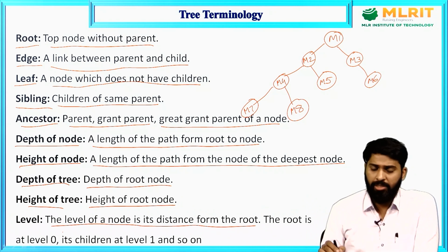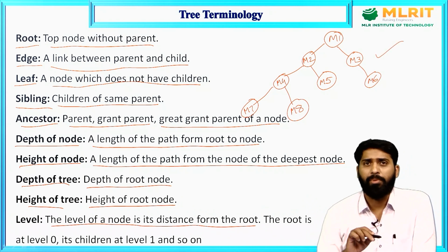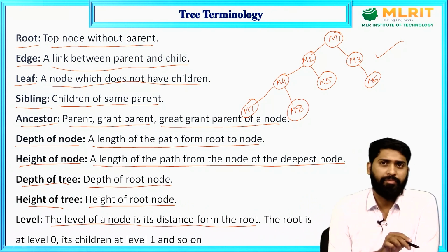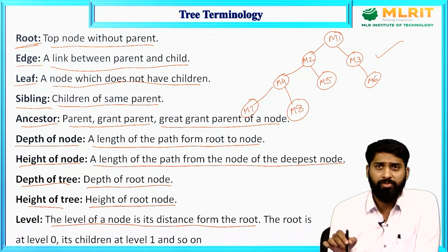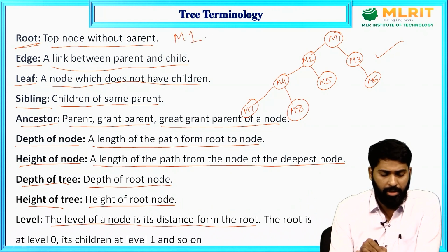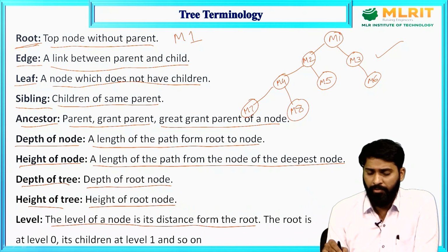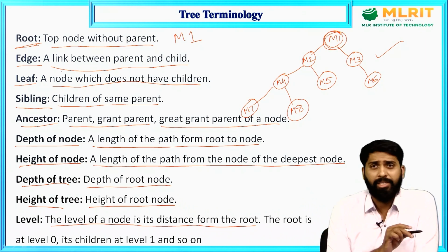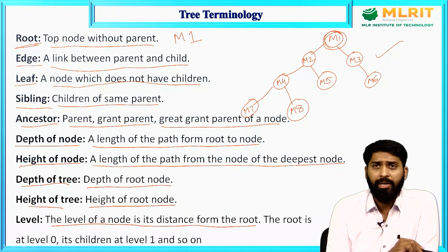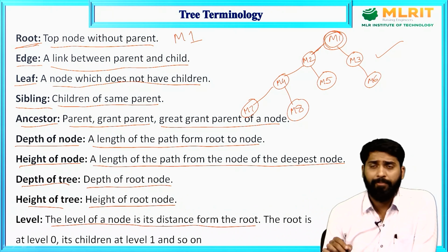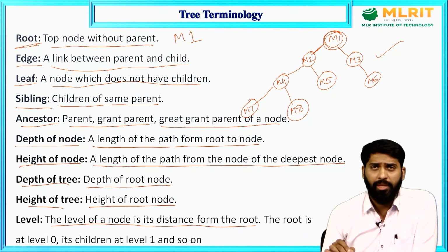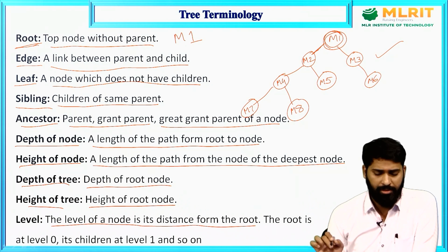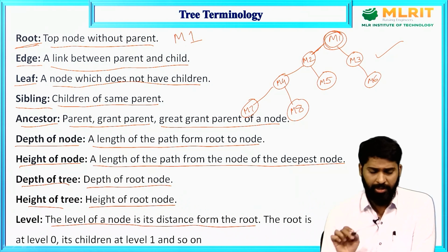Now, consider this as an example tree. Now identify one by one. Now root. So what is the root of this tree? Root of this tree is M1. Top node without parent. M1 does not have any parent. Edge. A link between parent and child. Here for M1 the edges are M2, M3. For M2 the edges are M4, M5. For M3 the edge is M6. For M4 the edges are M7, M8.